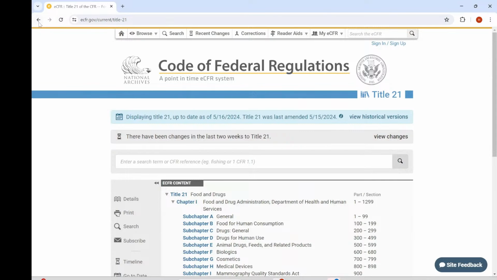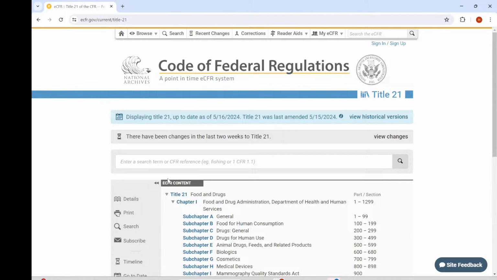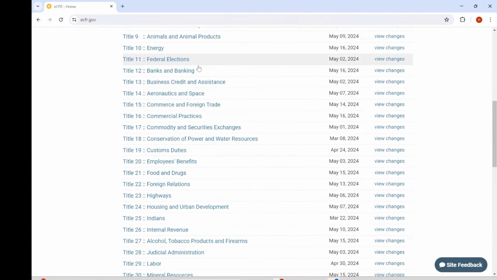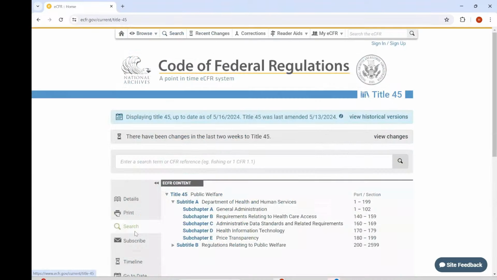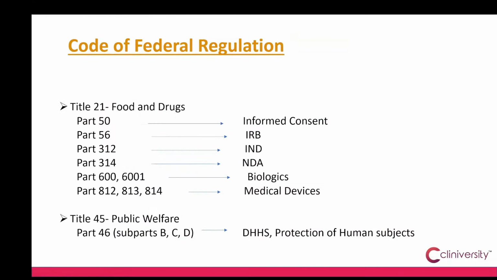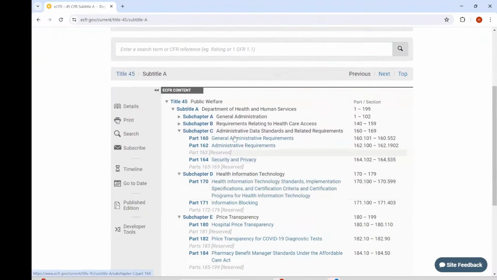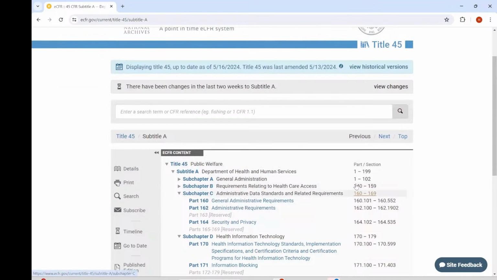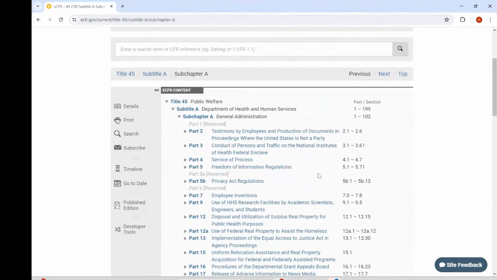And under title 45, in case there are different sorts of studies, in case they are participating in public related information. So let me go back to the home page. So title 45 describes and explains public welfare. So clinical trials are also related to public welfare, and in that it is specifying part 46. So part 46 is about the welfare items that we need to look for in title 45.